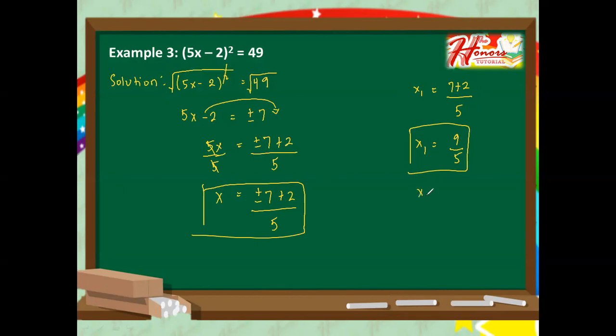How about x sub 2? We are done having positive, so let's have negative number is equal to negative 7 plus 2 over 5. So x sub 2 is equal to negative 7 plus 2, that's negative 5 over 5. If we simplify it, then it will become negative 1. And this is x sub 2. X sub 2 is equal to negative 1. So that's it. That's the answer for example 3.